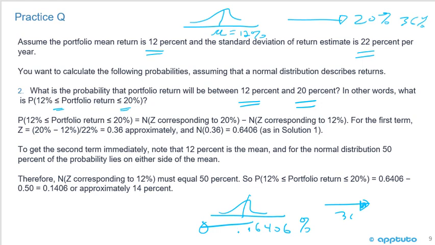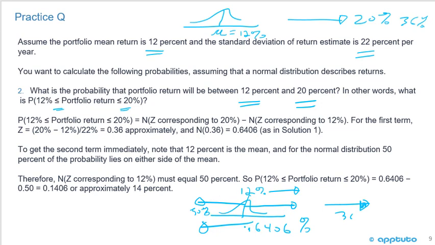Now, this is a bit of a trick question, and it becomes pretty clear, because we're asking for the probability between 12% and 20%. Remember, the portfolio mean was 12%. So we know 50% of the observations are to the left of 12%, and 50% of the observations are going to be greater than 12%, because we're assuming a normal distribution and that it's symmetrical. So now we can solve.